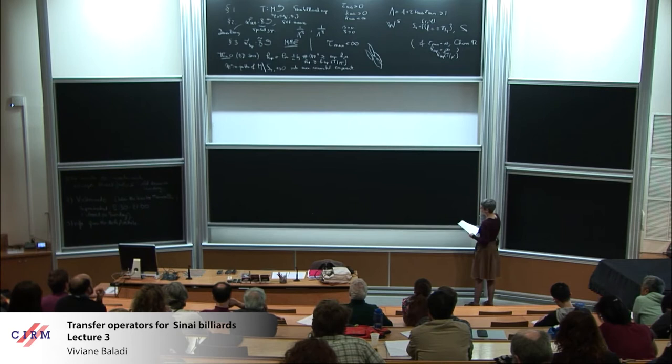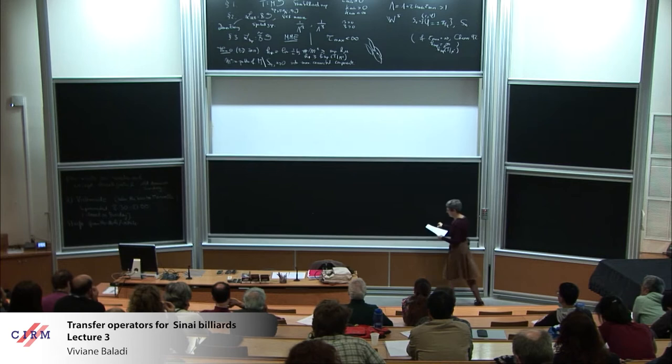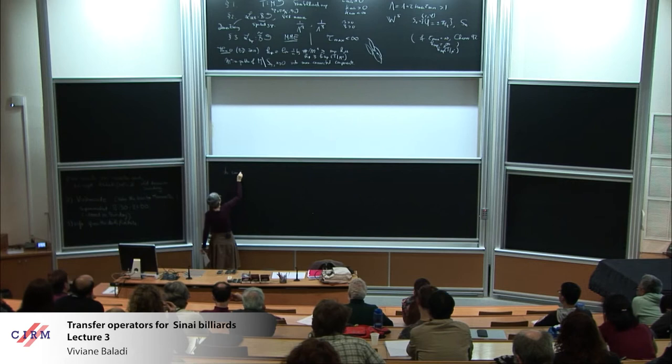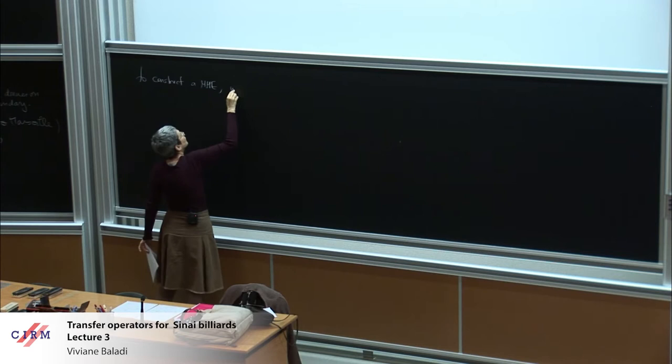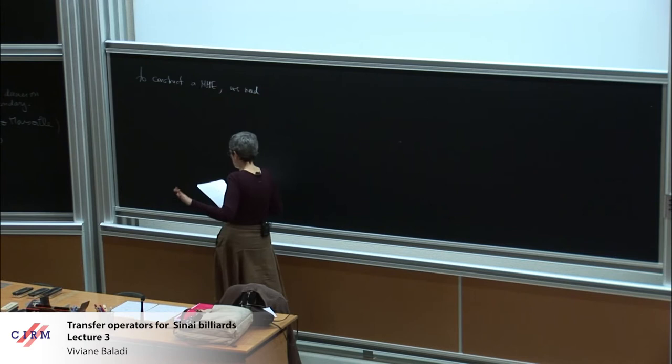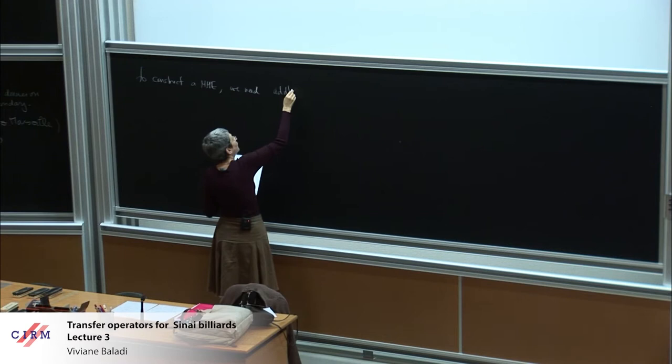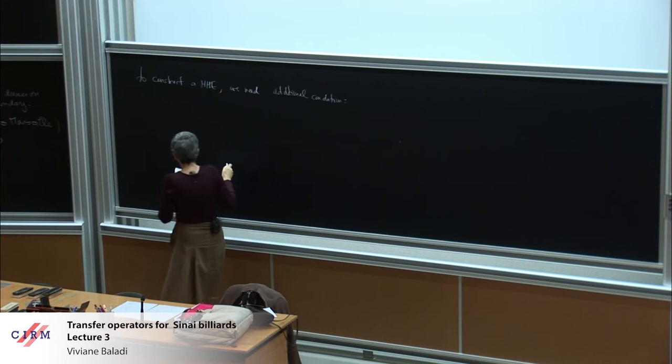And to show the existence of the measure of maximum entropy, to construct a measure of maximum entropy, we need, I'm not saying that you need, but we need, I suspect you also need, but I cannot prove it. We need an additional condition, so to state this condition I need a notation.